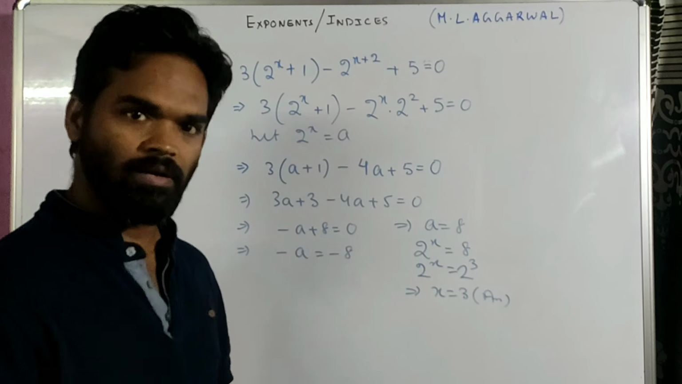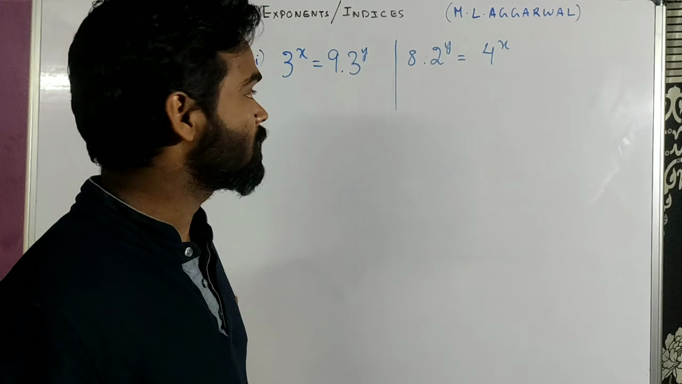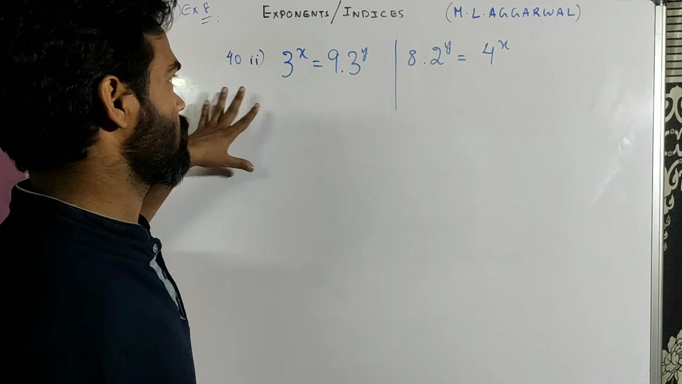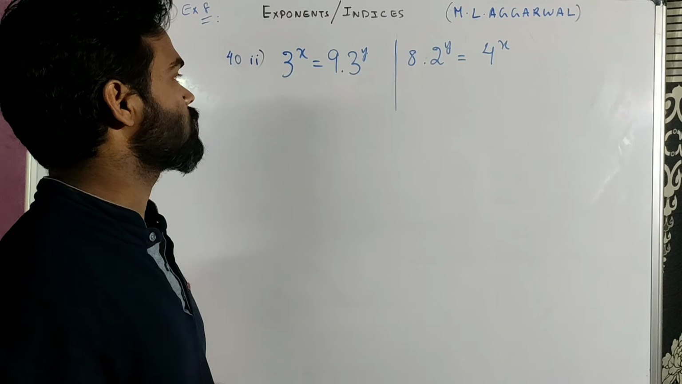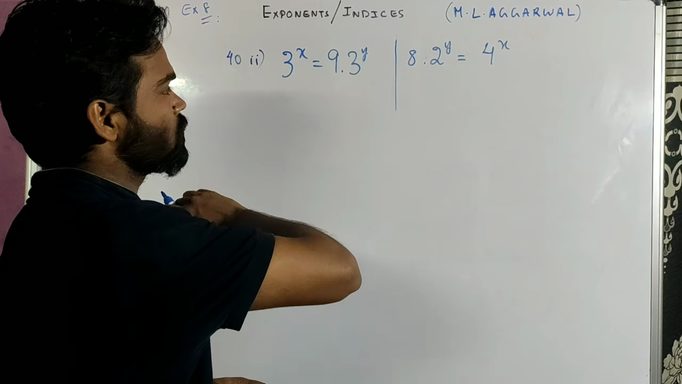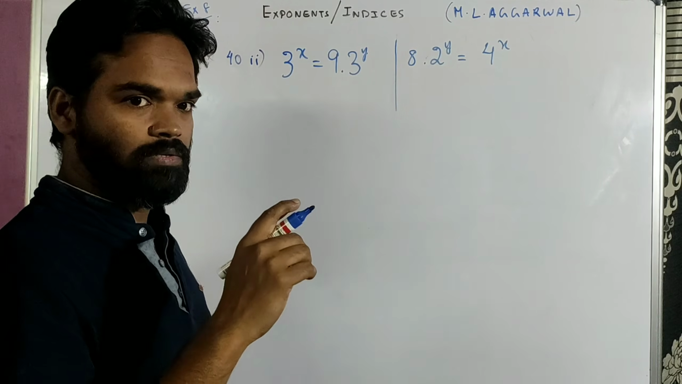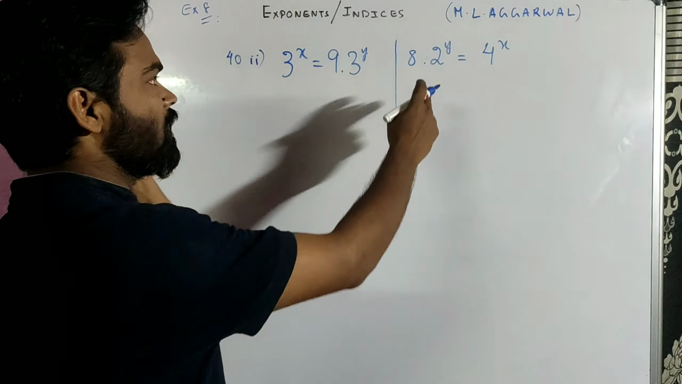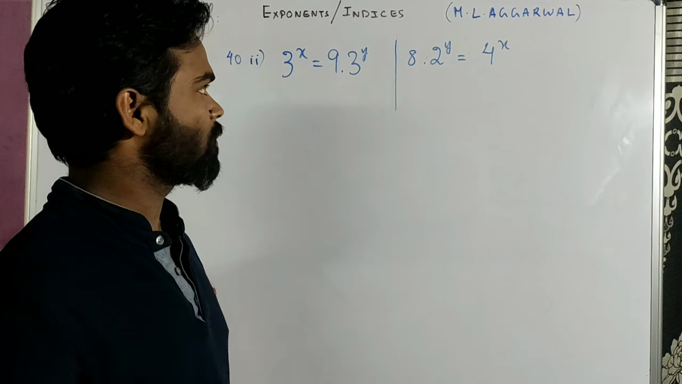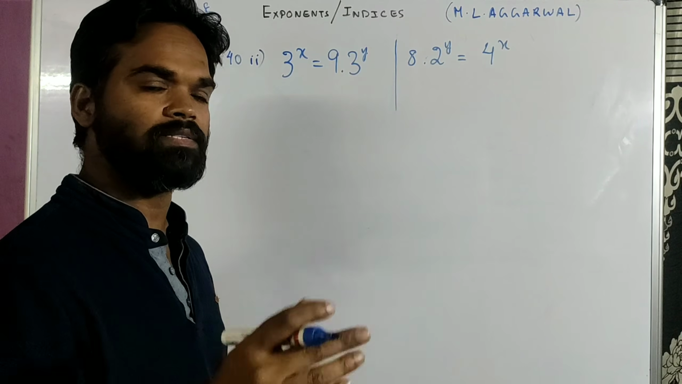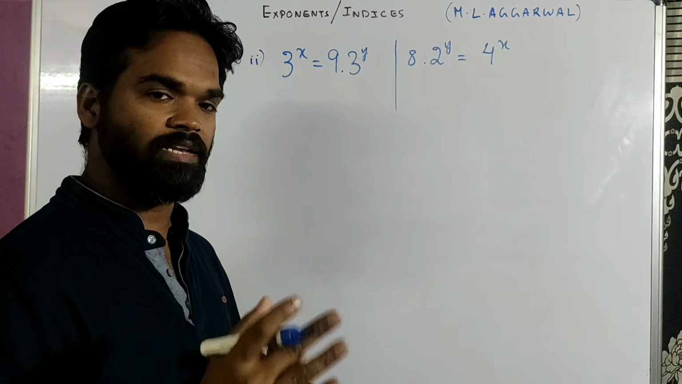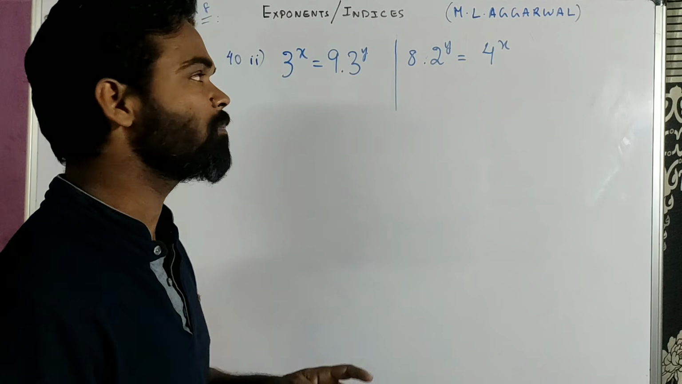Now we look at the last sum. Now look at the last sum for this chapter. They've given 3 to the power x equals to 9 multiplied by 3 to the power y, and second equation they have given 8 multiplied by 2 to the power y equals to 4 to the power x. Now we have two unknowns x and y, we'll get two equations which will simplify.